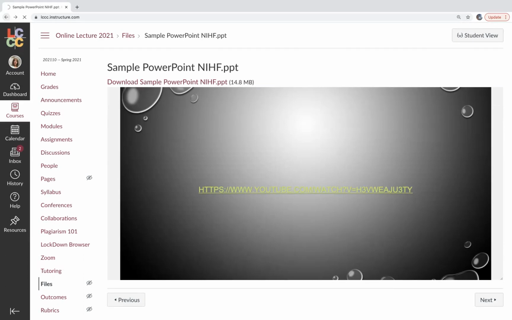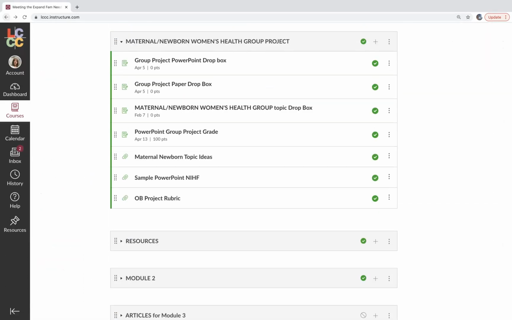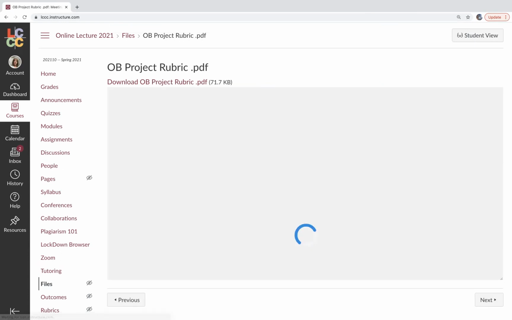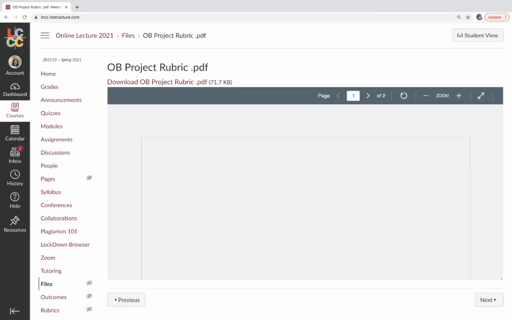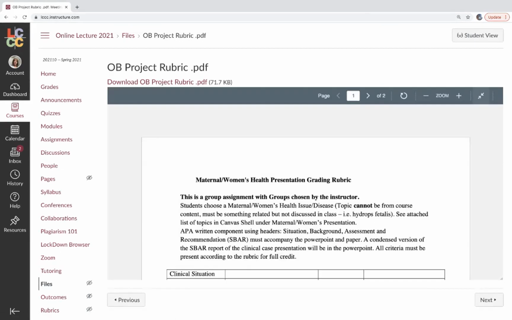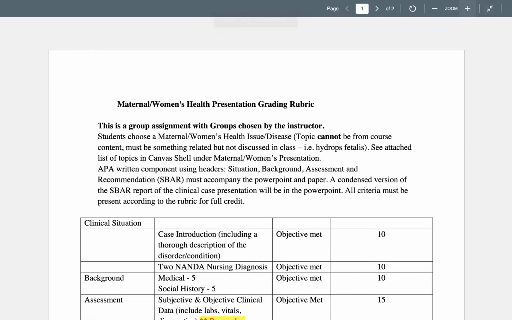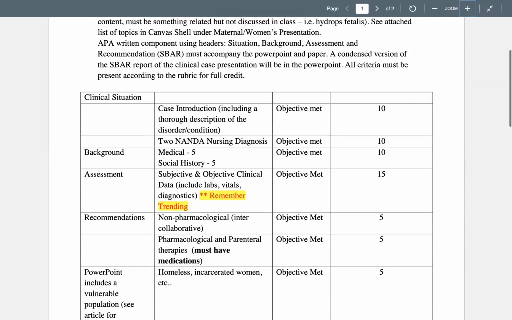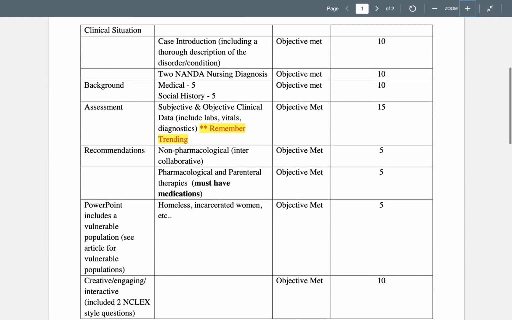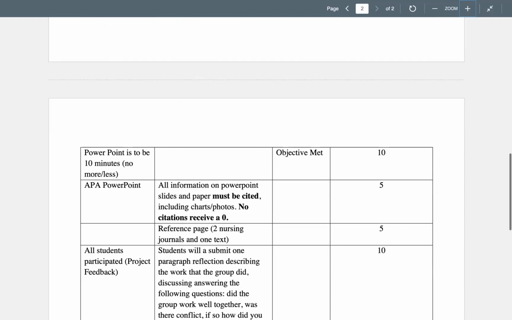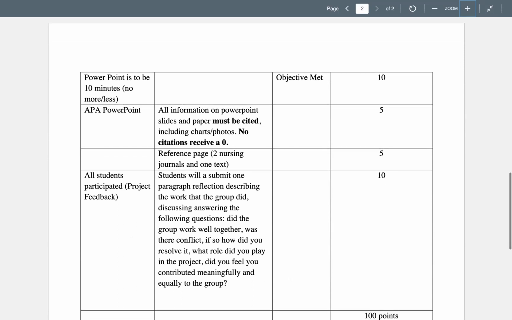Let me go back to the rubric. I'll make that big for you. So let's see, how are you getting points? So you are going to submit this ahead of time. I'm going to pre-grade this. The only area I can't grade is the time. So your PowerPoint must be 10 minutes, no more, no less.